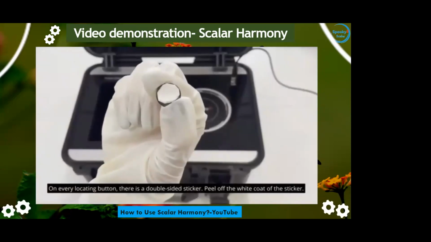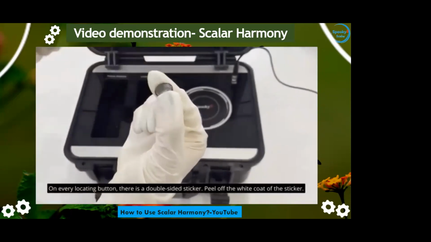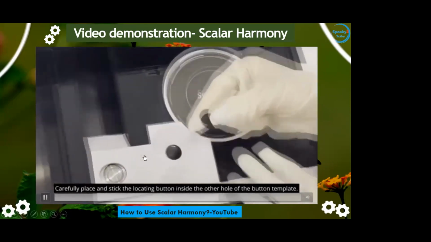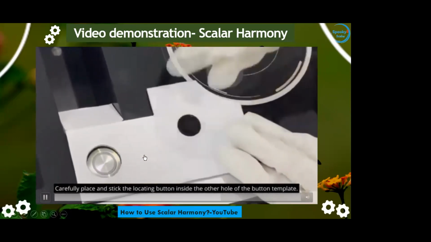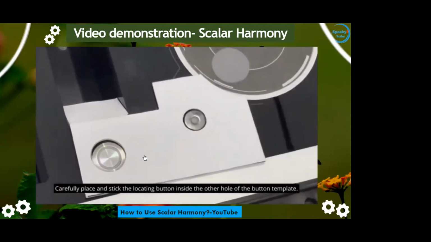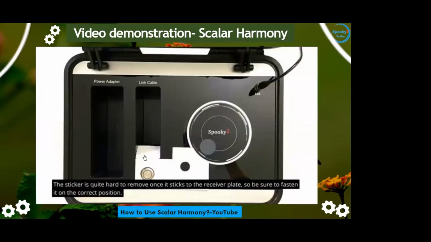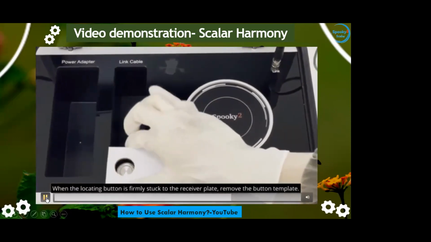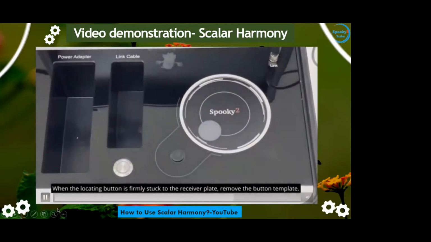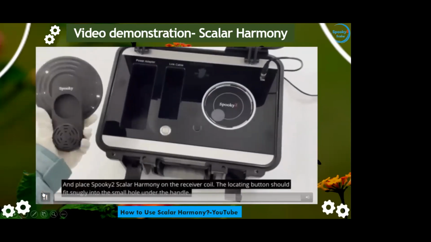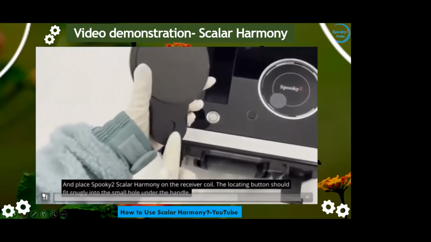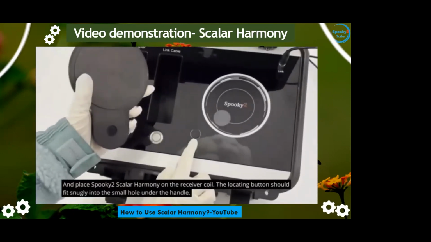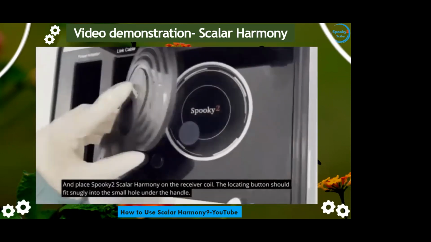On every locating button, there is a double-sided sticker. Peel off the white coat of the sticker. Carefully place and stick the locating button inside the other hole of the button template. The sticker is quite hard to remove once it sticks to the receiver plate, so be sure to fasten it in the correct position. When the locating button is firmly stuck to the receiver plate, remove the button template and place Spooky2 Scalar Harmony on the receiver coil. The locating button should fit snugly into the small hole under the handle.